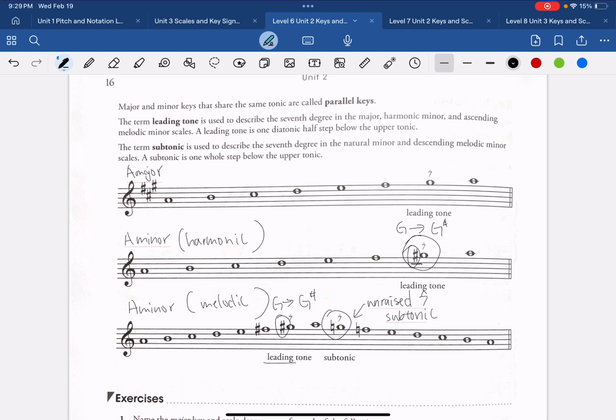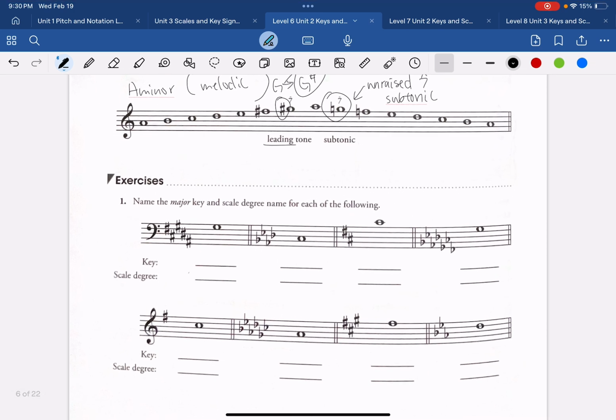And the reason why in major key, the seventh is always the leading tone is because it's automatically raised by the key signature. So notice how the leading tone in minor key is G sharp, right? Well, in major key, the G sharp is already in the key signature. So this G, without even having to put an accidental, is already a G sharp. So that's why in major key, the seventh is always called the leading tone.